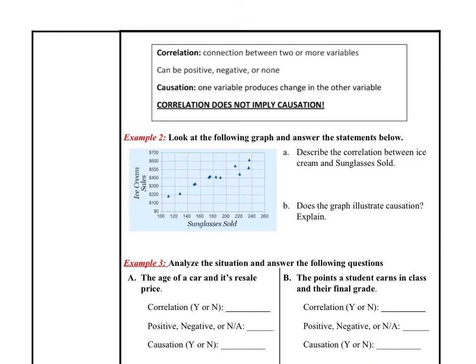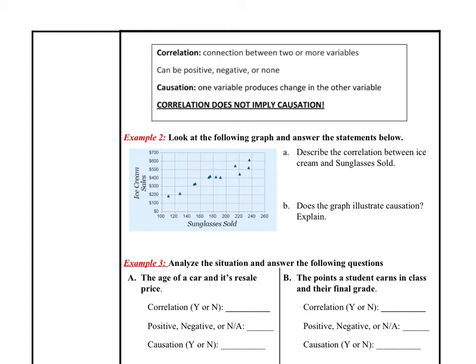Okay, so now we're going to talk about correlation and causation. If two variables are correlated, it just means that there's a connection between them, whether it be positive, negative, or none. And you guys saw that on the front. Those are the three relationships. Causation is when one variable produces change in the other, actually causes it.